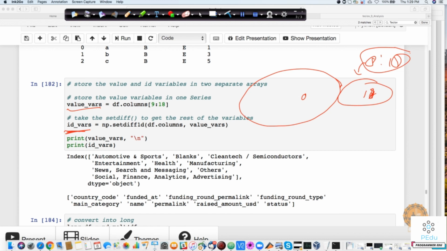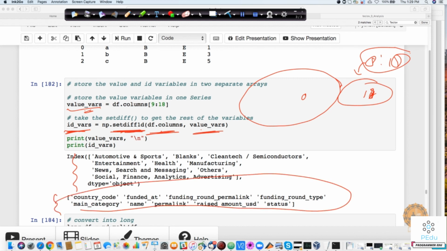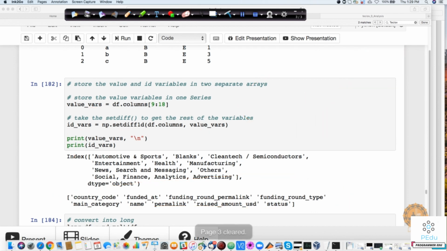Let's call this id vars. For getting this, we will be using setdiff1d. We can put all the column names in it, and it does a subtraction, basically all the columns minus these columns which we have kept. Once we remove them, you can notice that in value vars we have all these columns, and in id vars we have these columns. So this is how we are going to keep them in this case.